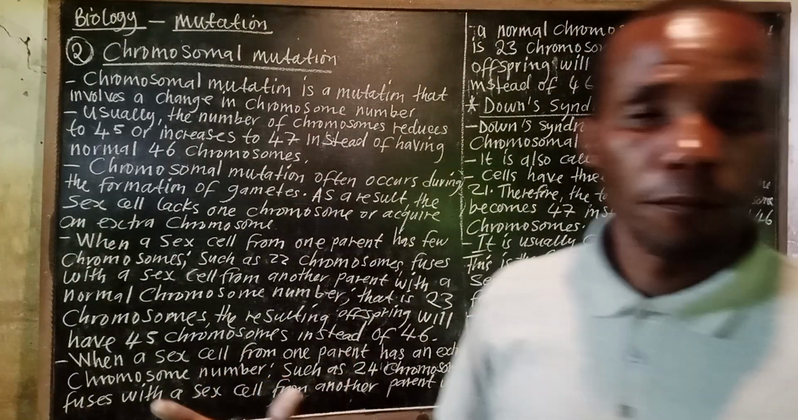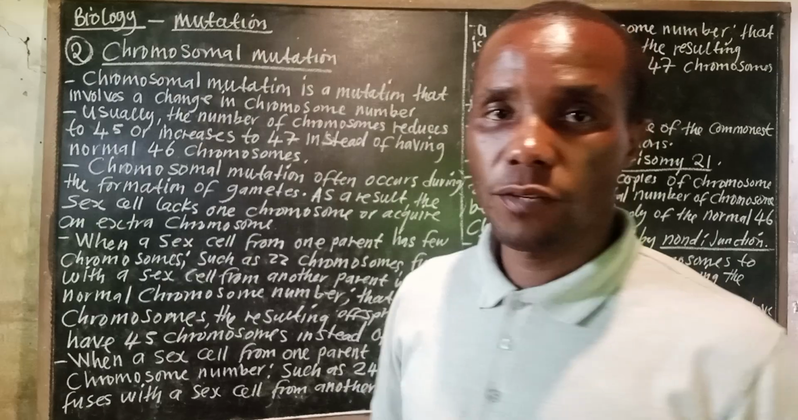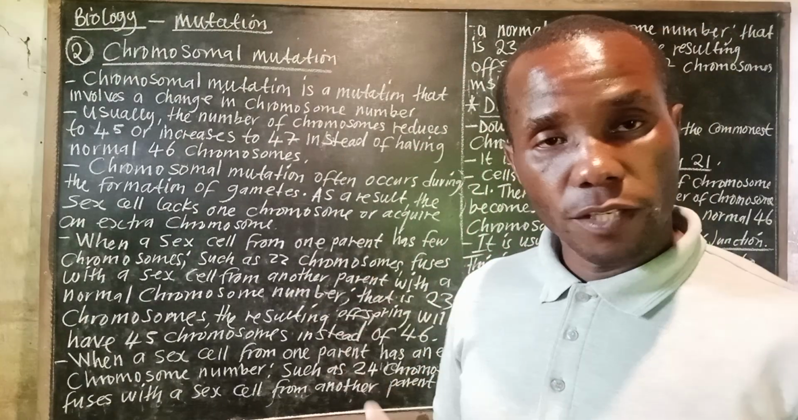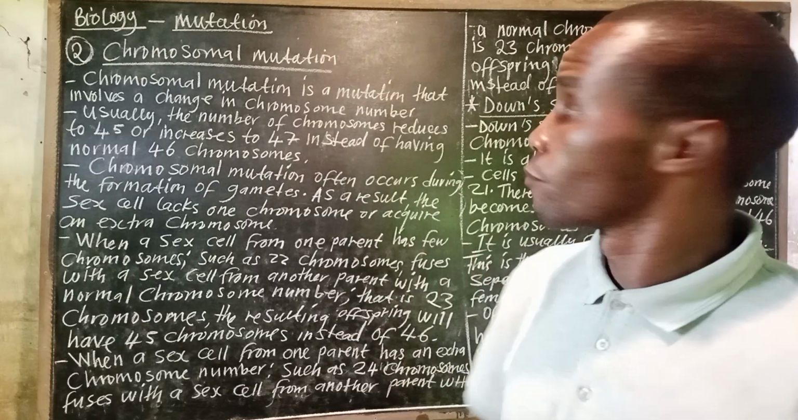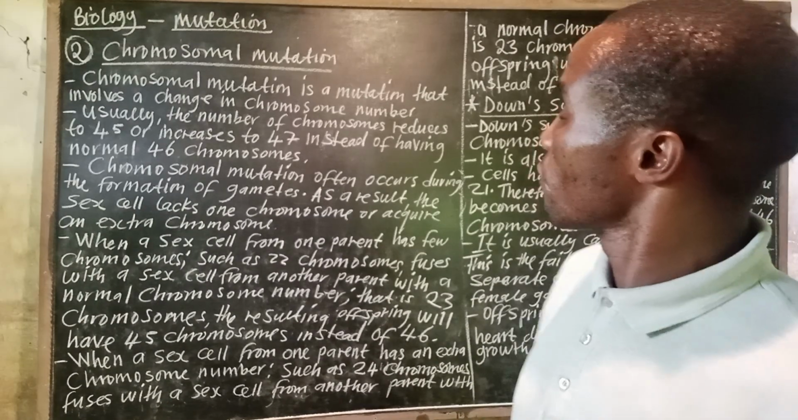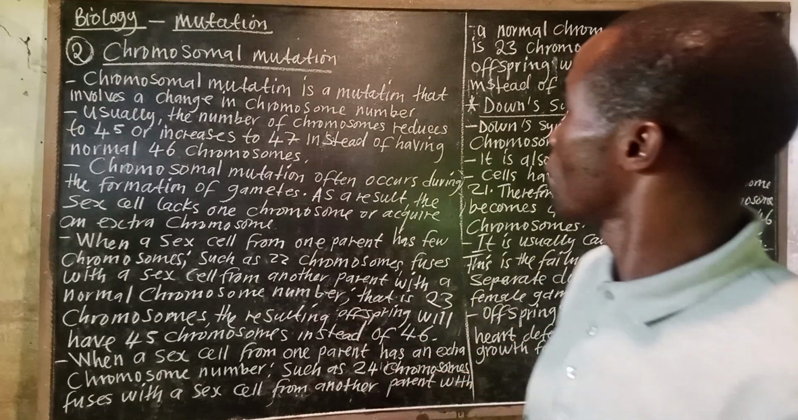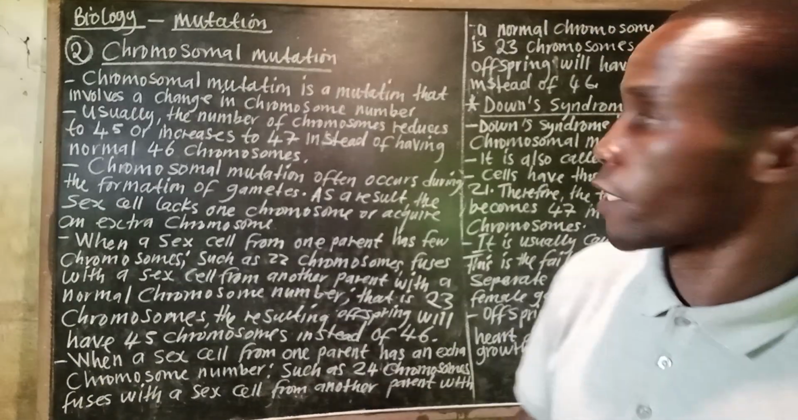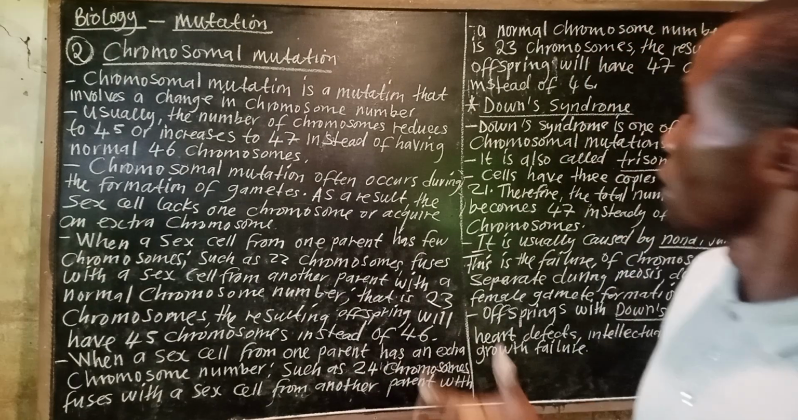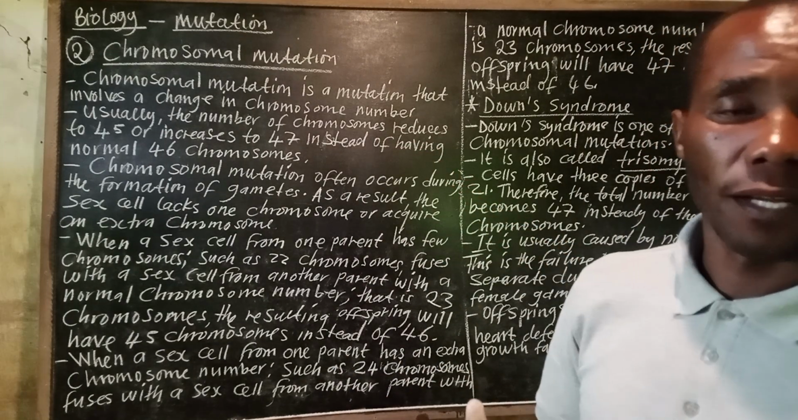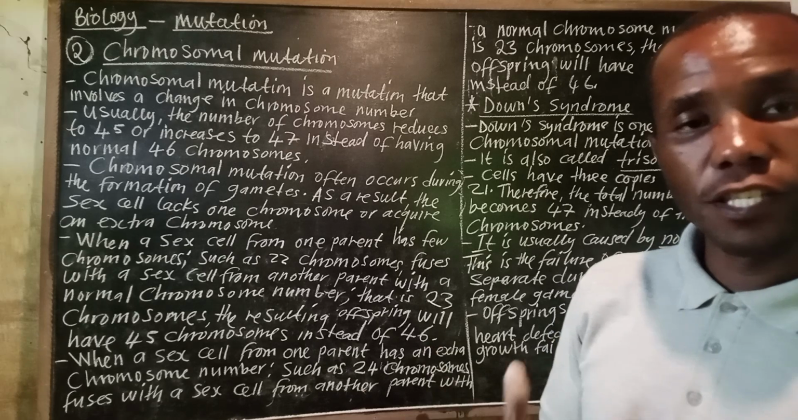Okay, so in a previous lesson, we were looking at gene mutation as one type of mutation. Then today we are finalizing the last one, which is chromosome mutation. So what is chromosome mutation? Chromosome mutation is a mutation that involves a change in chromosome number. Okay, a change in chromosome number.